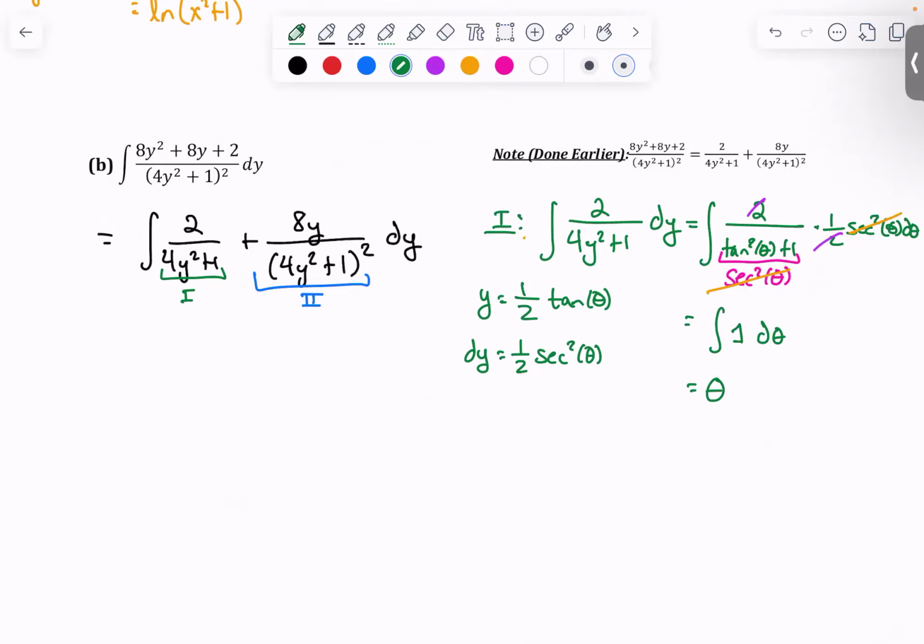All right. So the only thing left to do is realize that theta is equal to tangent inverse of 2y, because you'll have tangent of theta equals 2y. So at the end of the day, the first integral piece is tangent inverse of 2y. Any questions on that?